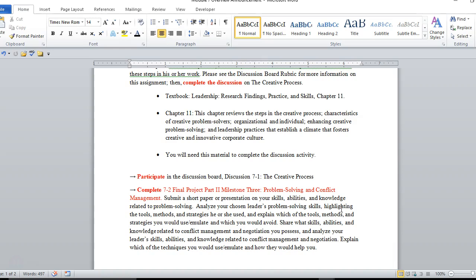We're not looking for you to find analysis that's already been done of your leader and then report it. What we're looking for you to do is to actually synthesize what we have learned via empirical study of such things as creativity and problem solving, and use those as a construct, or as a model, if you will, for analyzing the actions that your leader has taken.